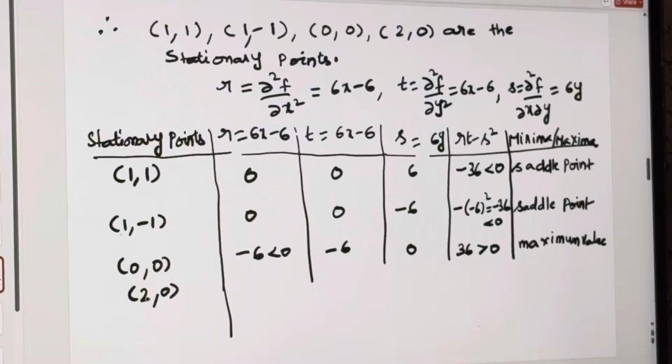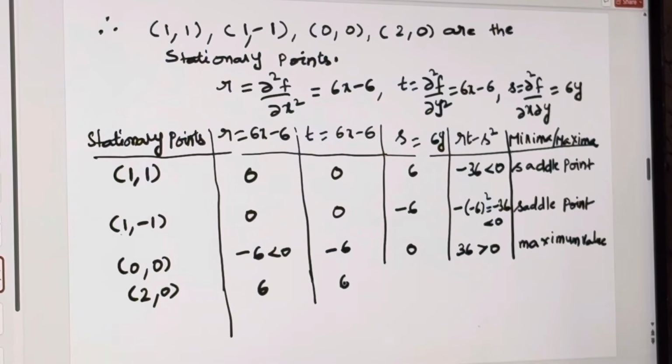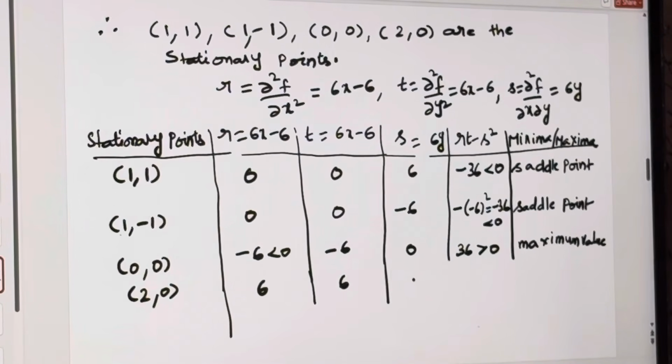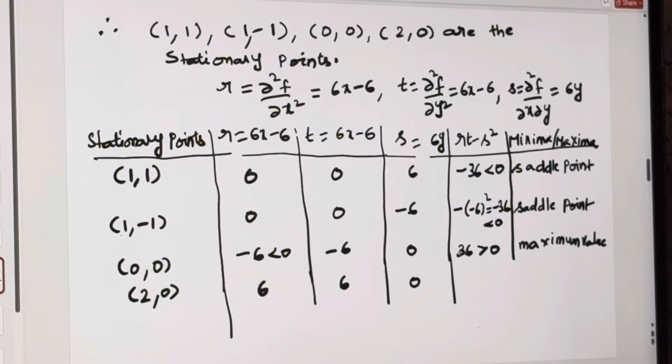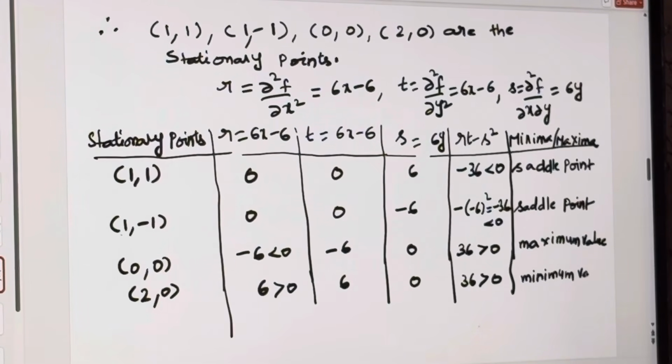When you are substituting x is equal to 2, what you will be getting? 6 into 2, 12 minus 6 which is nothing but 6. And what is t? t is equal to 6. And what is your s? s is equal to 0 because y is equal to 0. Okay, what is rt minus s square again? You are getting 36 which is again greater than 0. And what is r students? r is 6 which is greater than 0. Since rt minus s square is greater than 0 and r is greater than 0, the function is going to have which value? We are going to have minimum value.